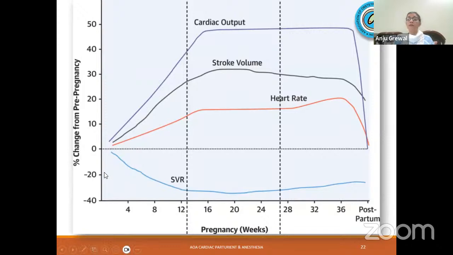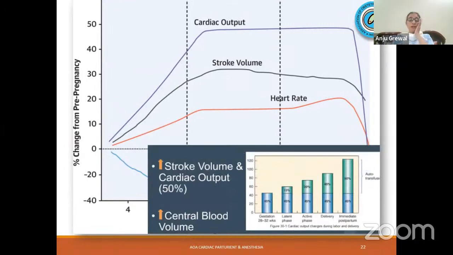So this is just a graphical display of what I said. The rise in the plasma volume and the cardiac output begins early in pregnancy, and it starts to peak somewhere around 16 to 20 weeks. This increase is brought about mainly by stroke volume in the initial period, and in the later period, especially during labor, by the heart rate. The systemic vascular resistance, on the other hand, drops all throughout the pregnancy. What we really need to understand is that at the end, during labor, the latent and the active phase, there is an additional increase in the cardiac output.